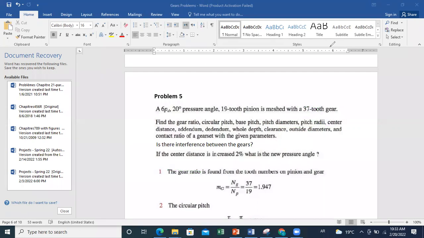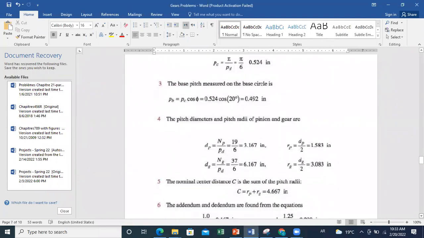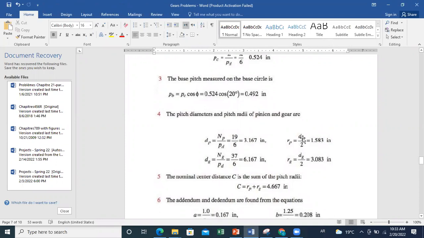So here we already know the value of the diametral pitch, okay? And we know from definition that the diametral pitch is related to the diameter of your pitch circle, okay?